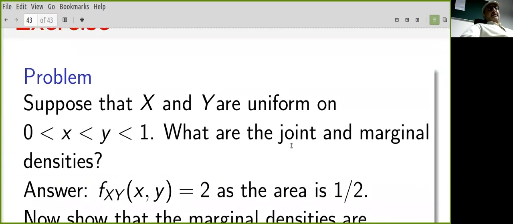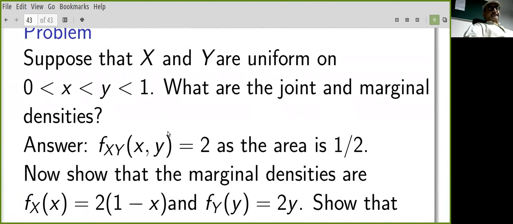Suppose that x and y are random variables, and they're uniform random variables on the region 0 less than x less than y less than 1. What are the joint and marginal densities?